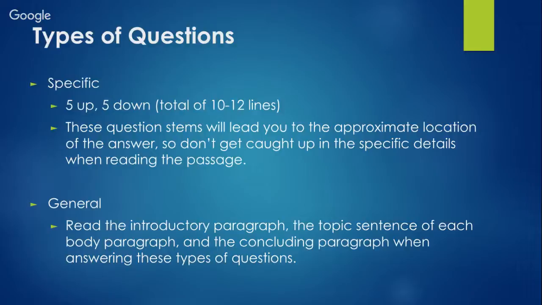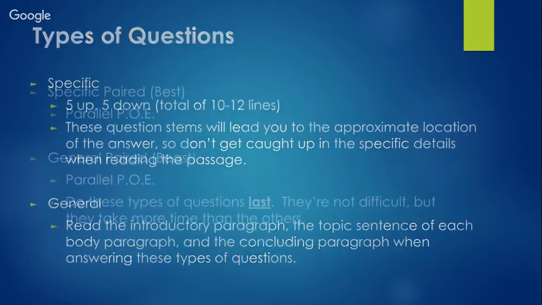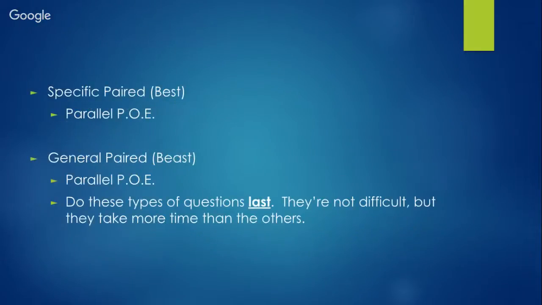Second, they're general questions. For these, there is also a strategy. You read the introductory paragraph, the topic sentence of each body paragraph, and then the concluding paragraph when answering these types of questions. The 4th type of question is a little more complicated, but not the worst. It's a specific paired. So it has to do with 2 passages that you've read, and you answer those second to last. You answer those after you've answered the easy questions for both passages, and then you're kind of able to do process of elimination to determine which one is the best choice.